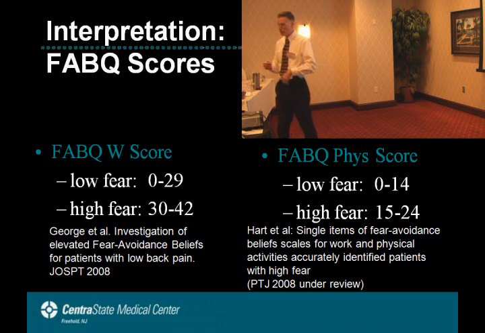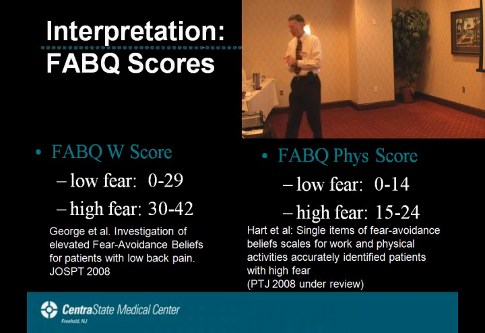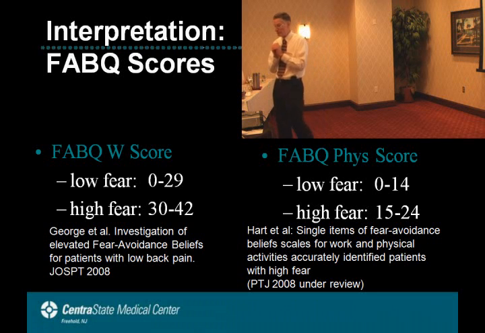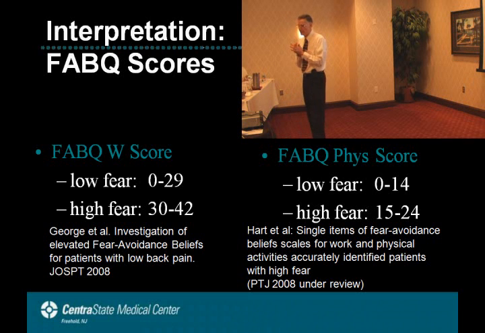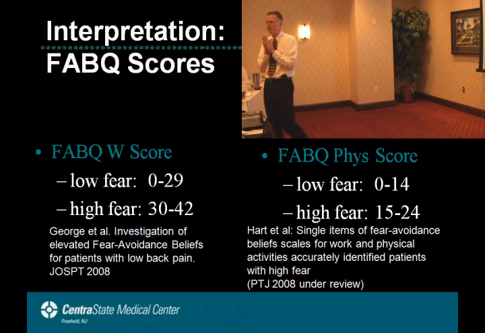Yeah. Okay. So how do you interpret that? That's the physical they're going to show you. Dennis puts from 0 to 100, so the number in the parentheses is the literature interpretation. So if they're at 15 or higher, on the physical side, you can consider that high fear. And the paper Dennis mentioned earlier was the paper we have in Physical Therapy right now. It's under review, 2008. But single items of fear avoidance.